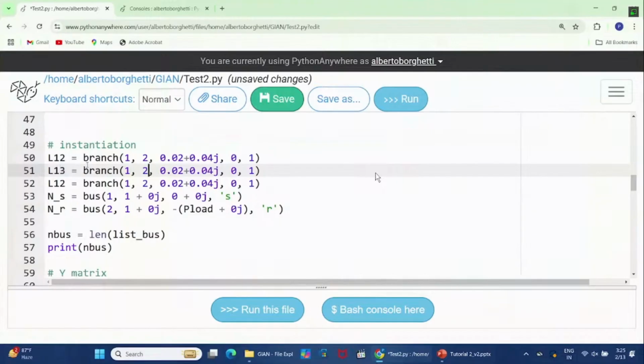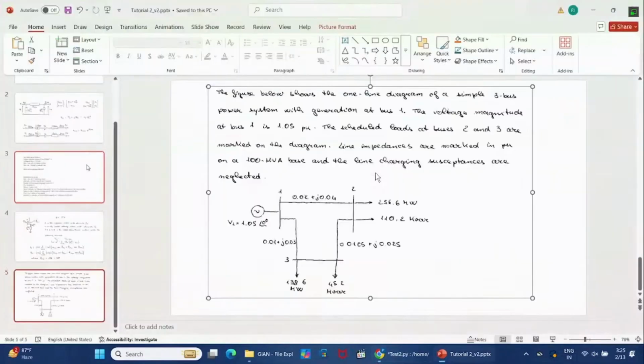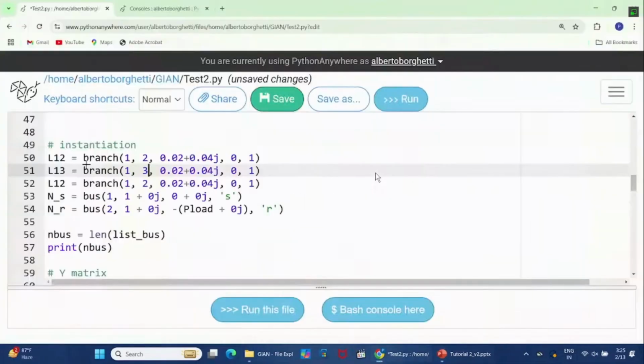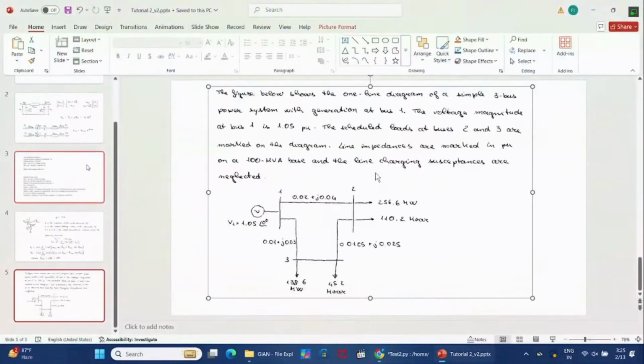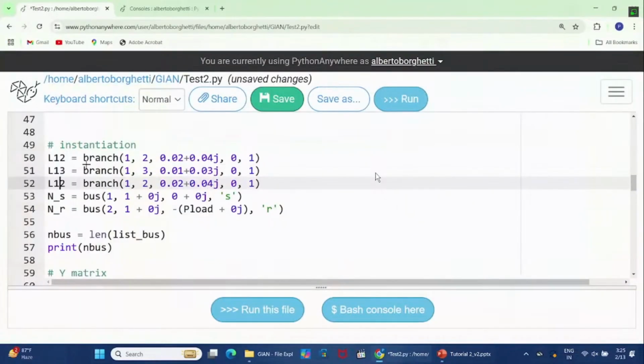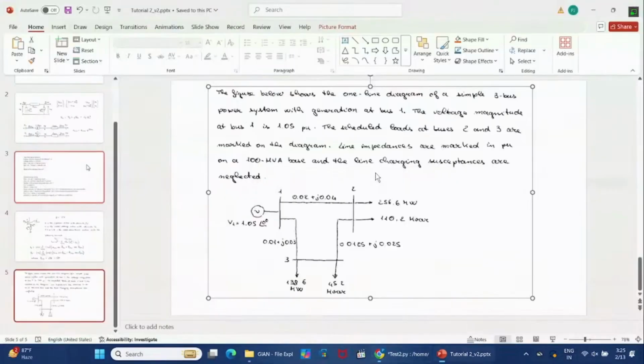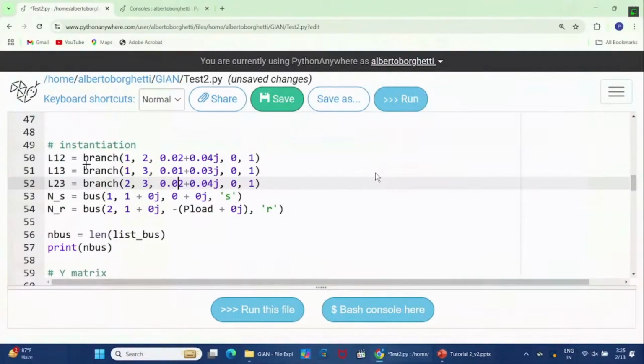That is 1, 3 is the bus, and the impedance is 0.01 plus 0.03. And the last one is between 2 and 3. That is 2 and 3. And the impedance is 0.0125 and 0.025.